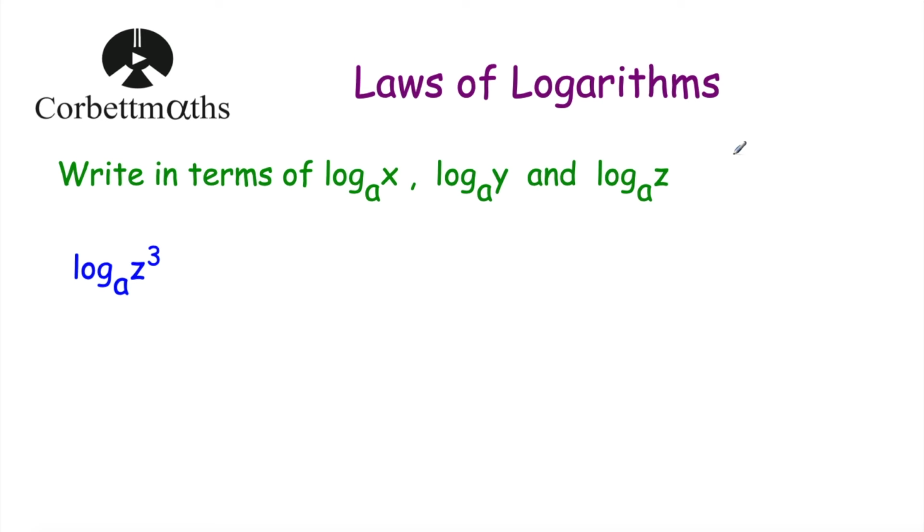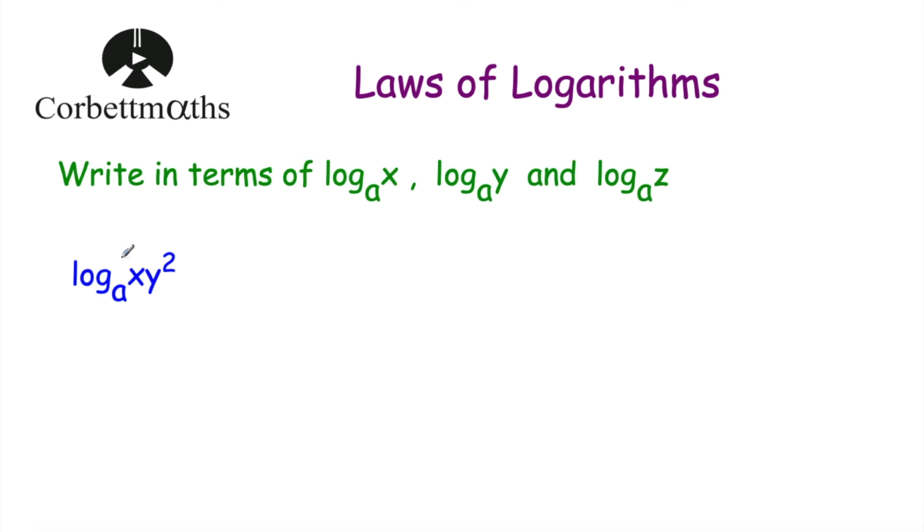So again, we've been asked to write all of these in the form of log to base a of x, log to base a of y, and log to base a of z. So this time we've got log to base a of z to the power of 3, or z cubed. So we want just log to base a of z. Here, we don't want this cubed, so let's bring it down. So that would be 3 log to base a of z. And that would be in terms of log to base a of z. We've brought down the power. And that's it. Okay, let's have a look at our next one.